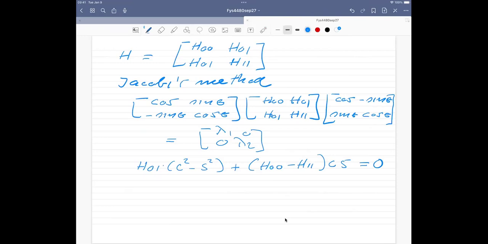And in that specific case, you can define a constant, tau, which is just H11 minus H00 over 2 H10, or 01. And that means that you can define the angle in terms of tan theta, which is given by minus tau plus or minus the square root of 1 plus tau squared. And that defines the angle theta. So you can define the angle theta from these non-diagonal and diagonal matrix elements.